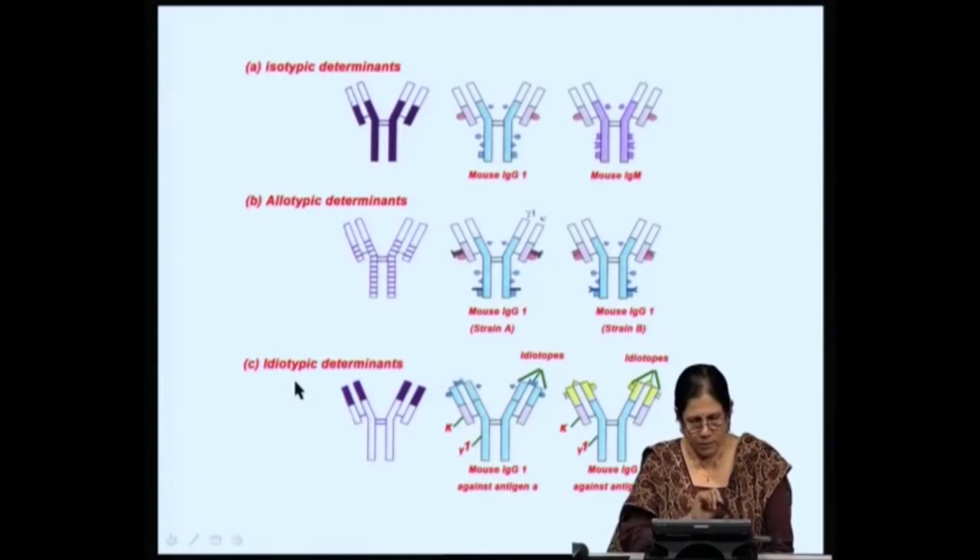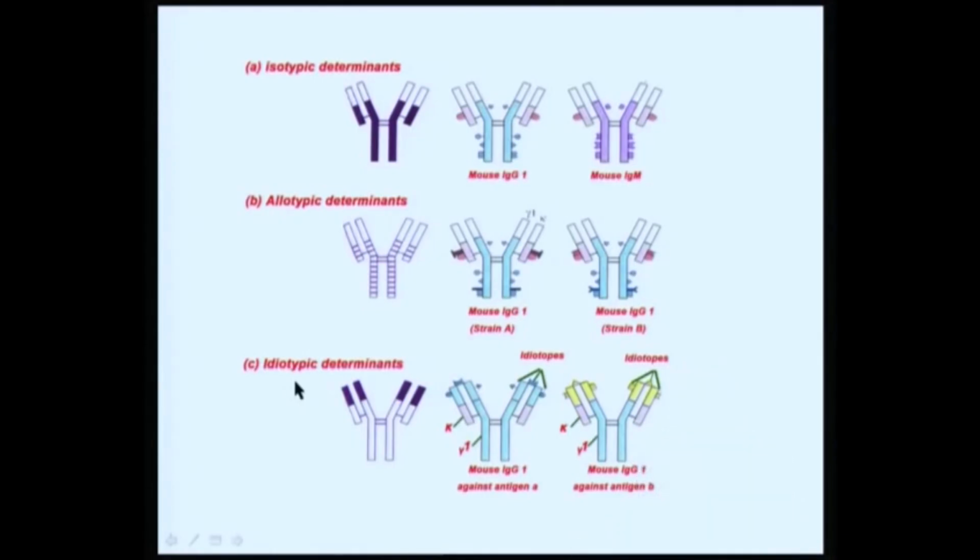What are idiotypic determinants? Idiotypic determinants are those which are present on the variable region. As is shown here, the idiotopes. Idiotypic determinants would be those that would bind to that region, or an immune response that is generated to that variable region, and in fact, which I haven't mentioned earlier, these idiotypic antibodies which can be generated also regulate the immune response, not can, do regulate the immune response.